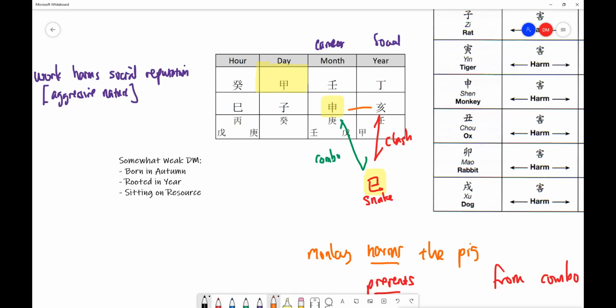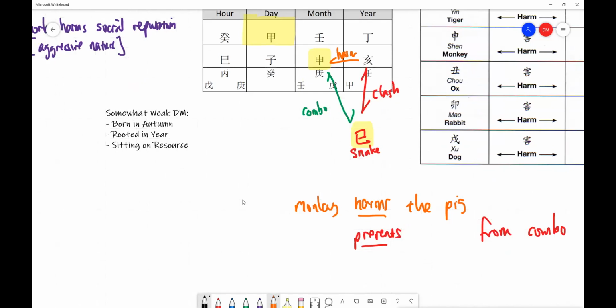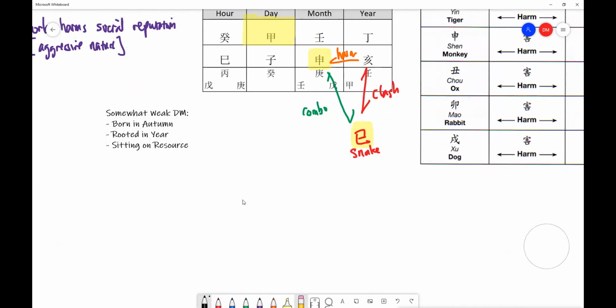Therefore, a harm relationship, but this time it is not the monkey that harms the pig anymore. This time it will be the pig that harms the monkey. So just now, it was the monkey that harms the pig. Now it's the pig that harms the monkey.